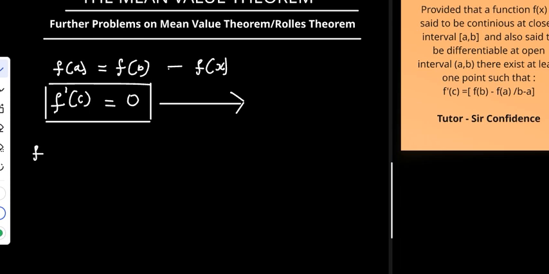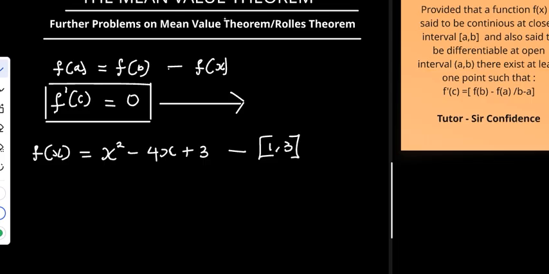So this is the equation: f of x is equal to x squared minus 4x plus 3, and we have the interval 1, 3. So let us find f of a. Let us see if this really satisfies Rolle's theorem. Rolle's theorem says that f of a must be equal to f of b.